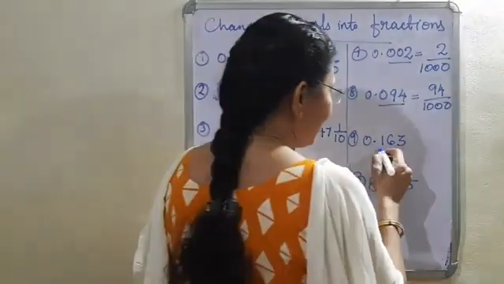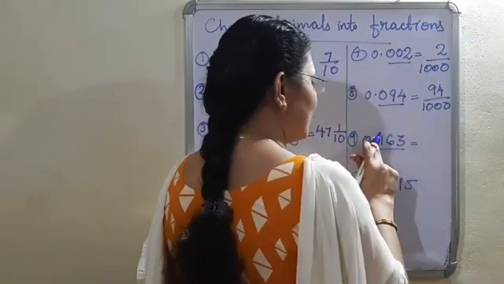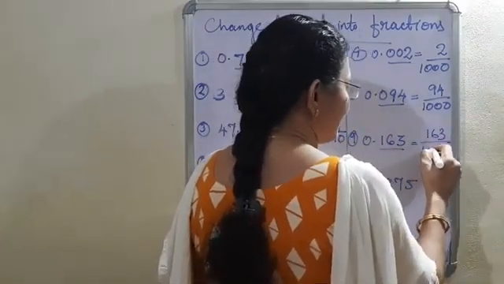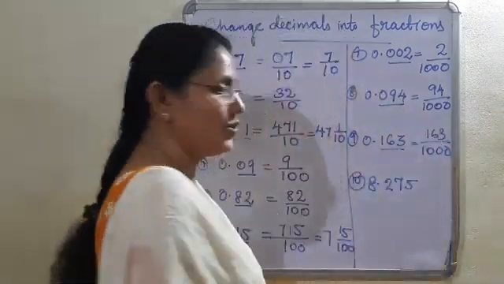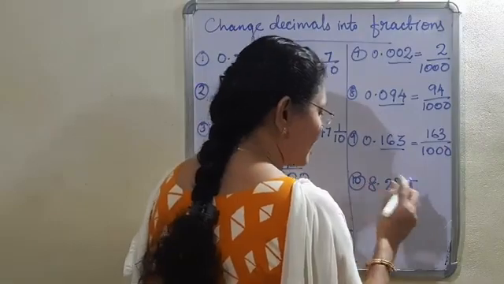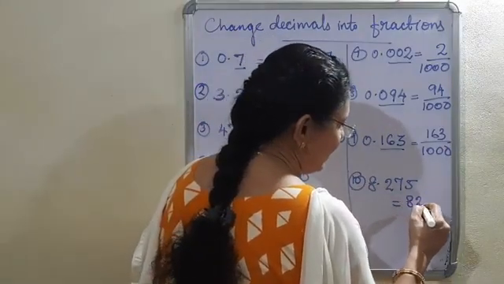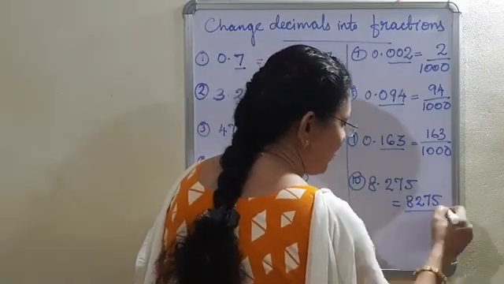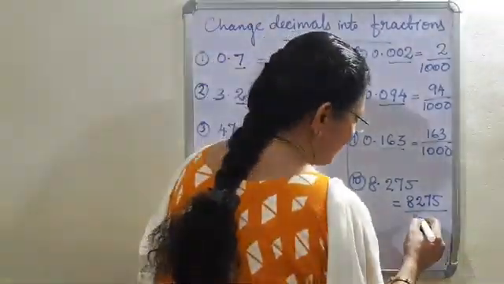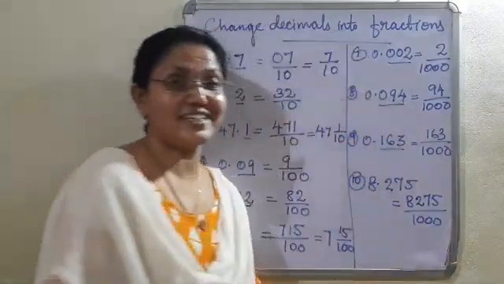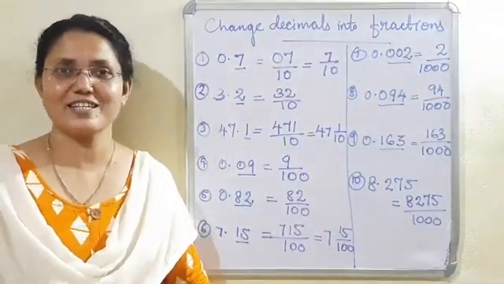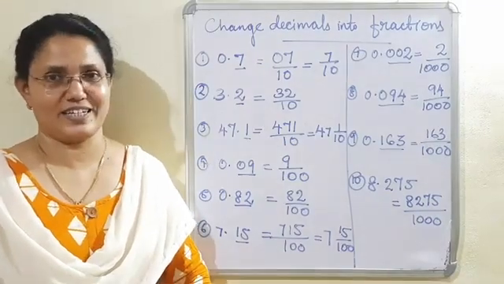According to the number of decimal places, we are writing its denominator. Okay, next, here 3 decimal places. Remove the decimal point. 163 is there, and the denominator is 1000. Okay. Next, here also we must remove the decimal point. That time the number is what? 8275 by, what is the denominator? Yes, 1000. Dear children, I think all of you could understand how to change a decimal number into a fraction. Okay.